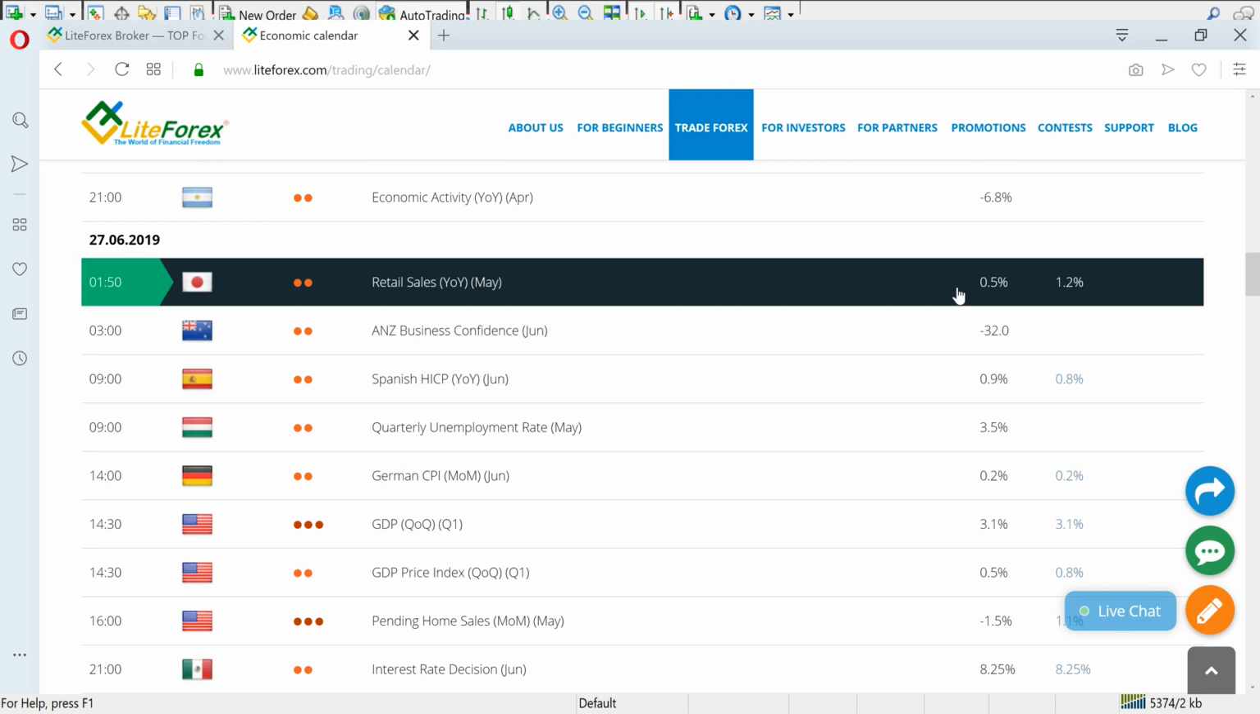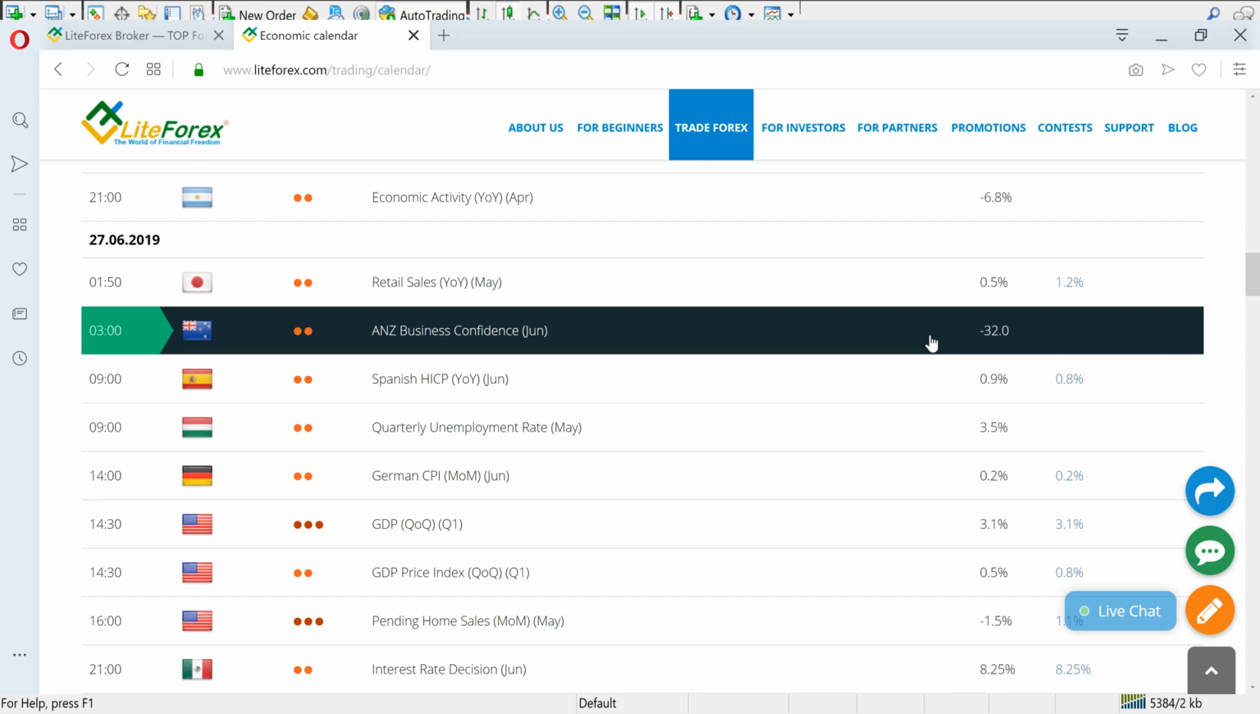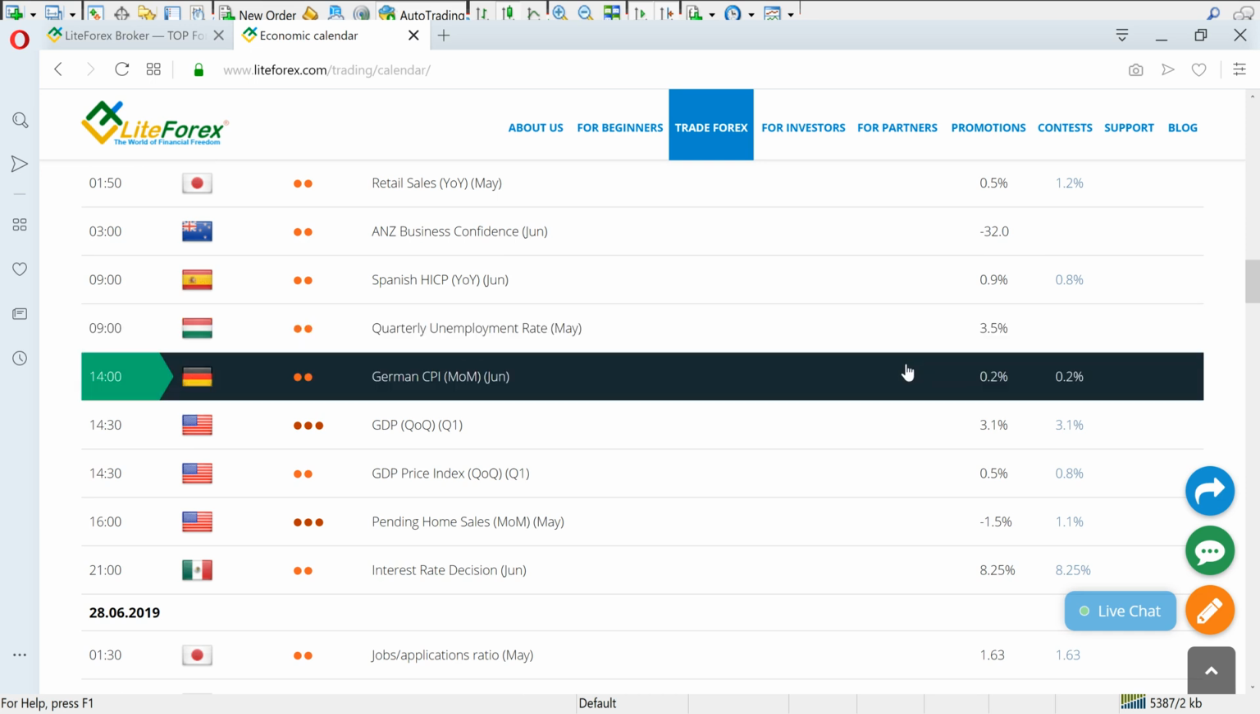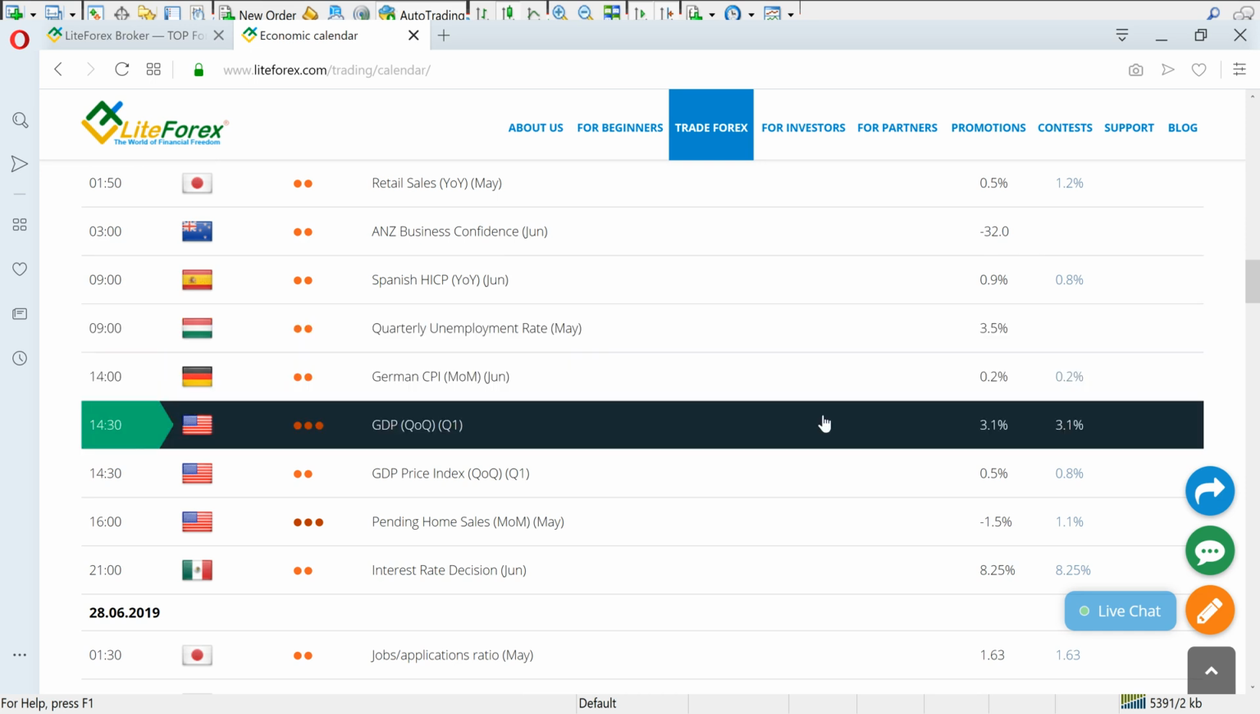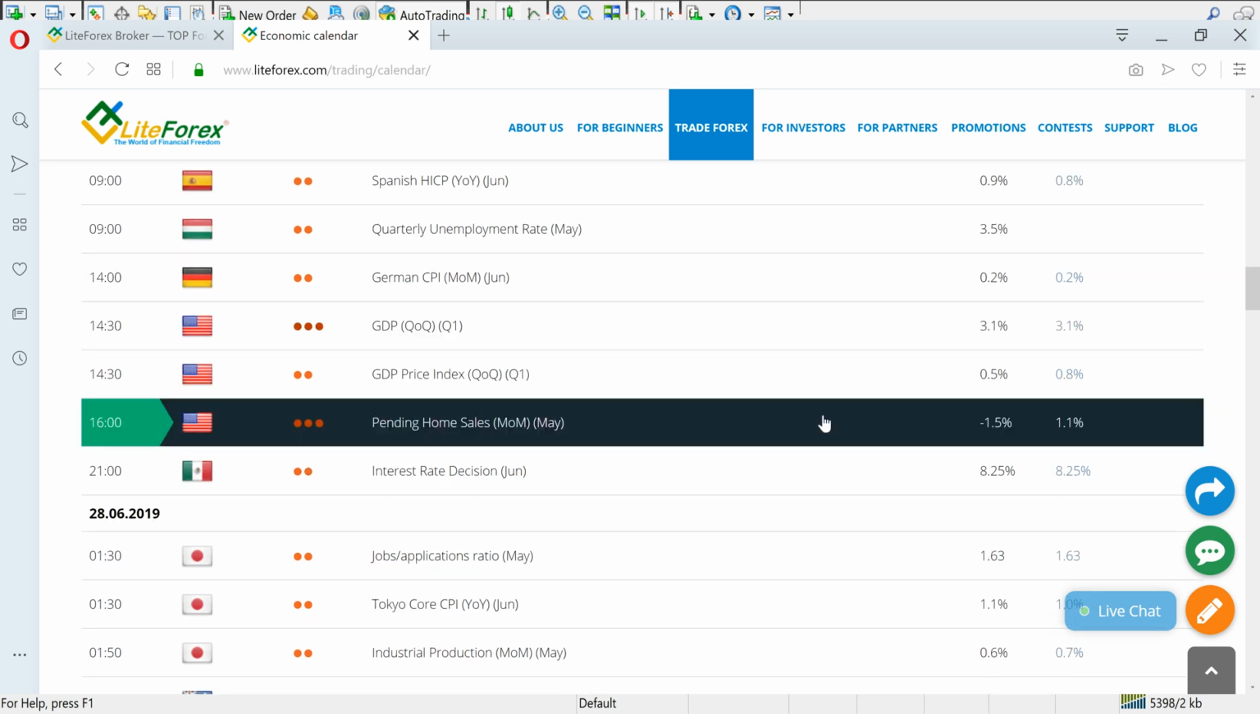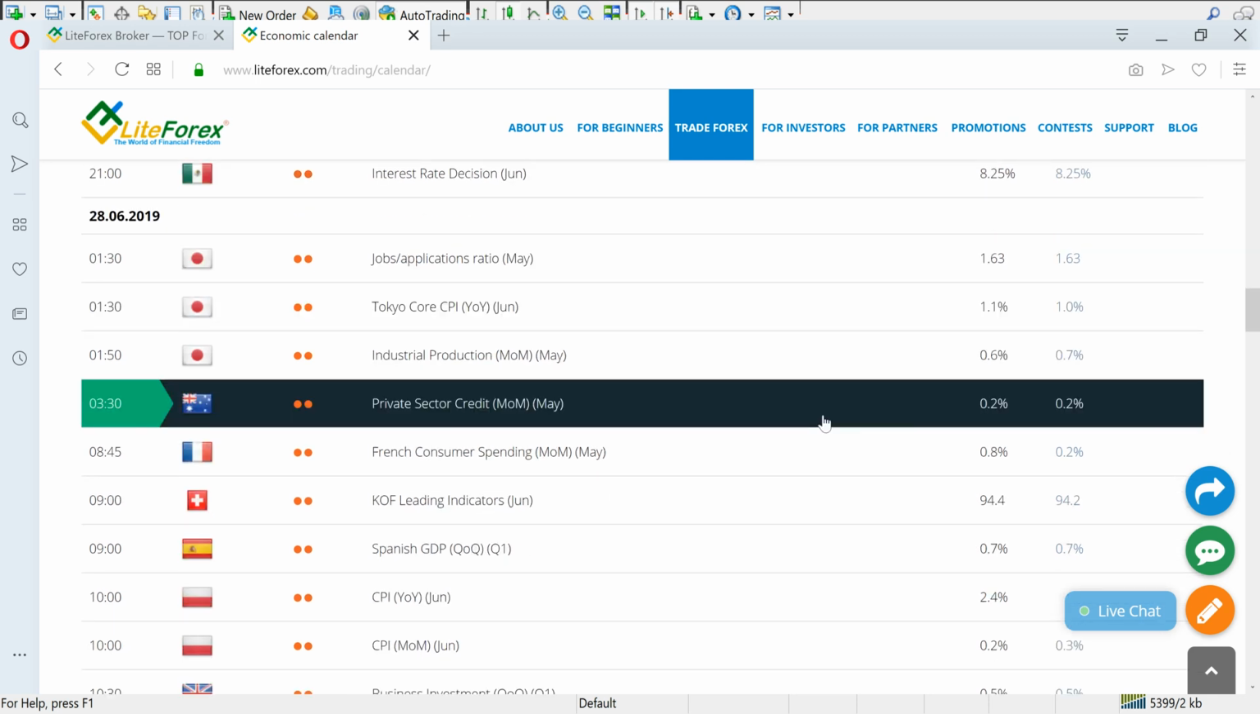On Thursday, there will be a release of Japanese retail sales. And for the New Zealand dollar, watch the ANZ business confidence indicator. In addition, America will publish the final GDP growth readings for the first quarter. And on Friday, there will be the G20 summit in Japan. So during the day, we will be prepared to get a lot of comments.